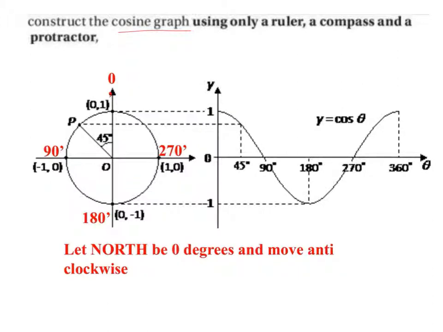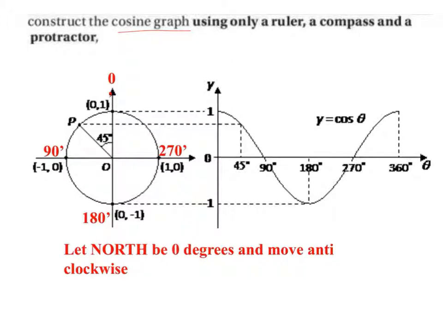So usually we start with 0 degrees at the eastern point, which is the point 1, 0, and we move anti-clockwise to 90, anti-clockwise to 180, anti-clockwise to 270, and anti-clockwise back to 360. But this time we let the northern point, which is the point 0, 1 of the unit circle, be 0 degrees, and we move anti-clockwise to 90, anti-clockwise to 180, anti-clockwise to 270, and anti-clockwise back to 360.